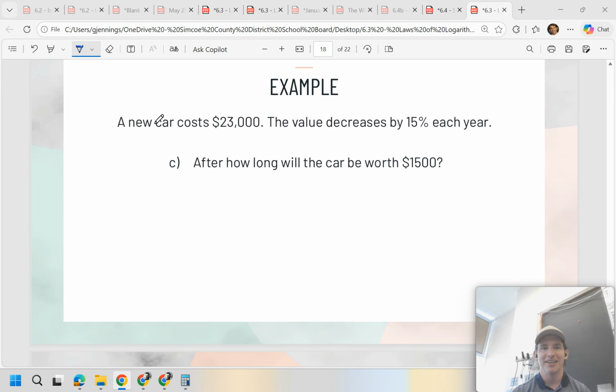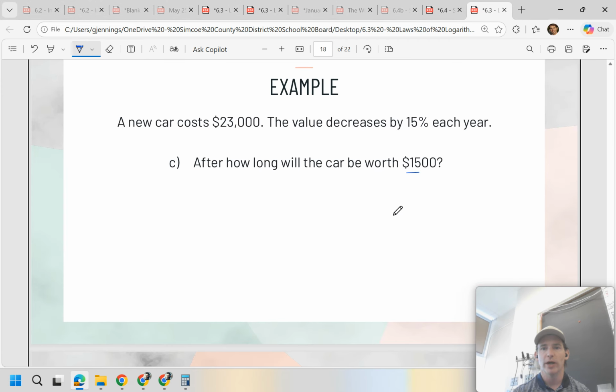So we know this. We want to know, when will it only be worth $1,500? Like, someone's got their eye on it. They're like, oh, I can't wait to buy that car. But I only have $1,500 with which to do that. So how long do I have to wait? This is the question that they need an exact value answer to.